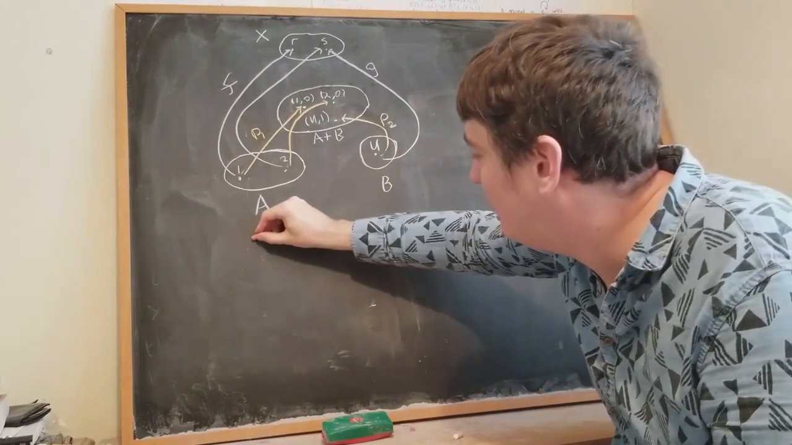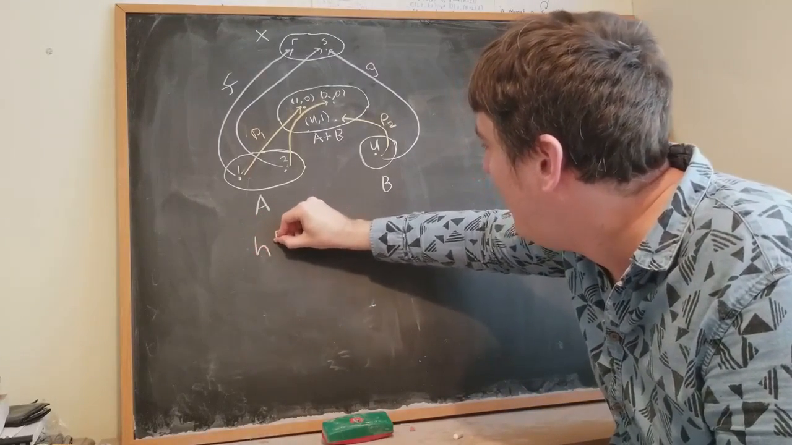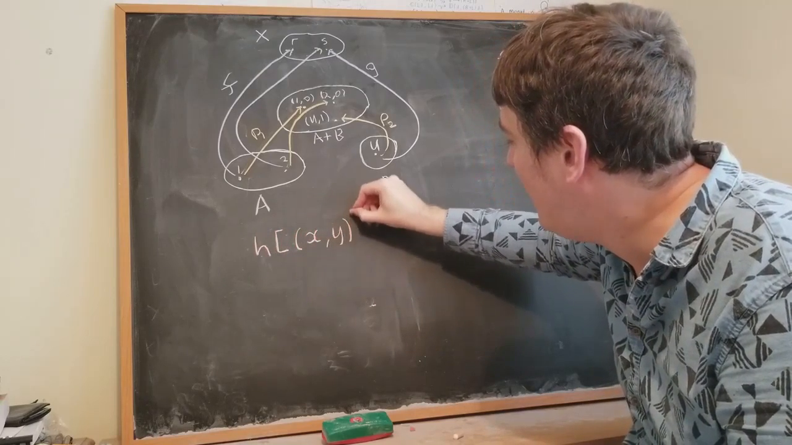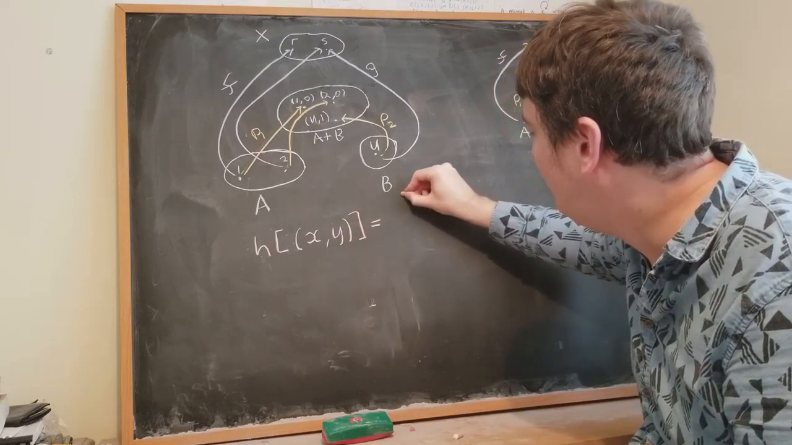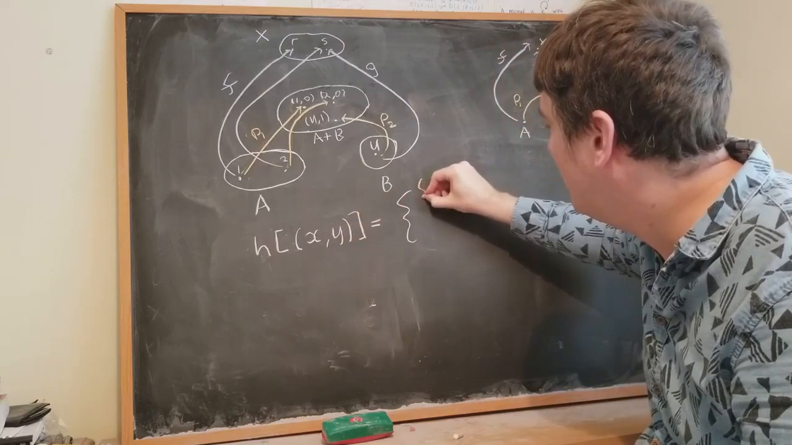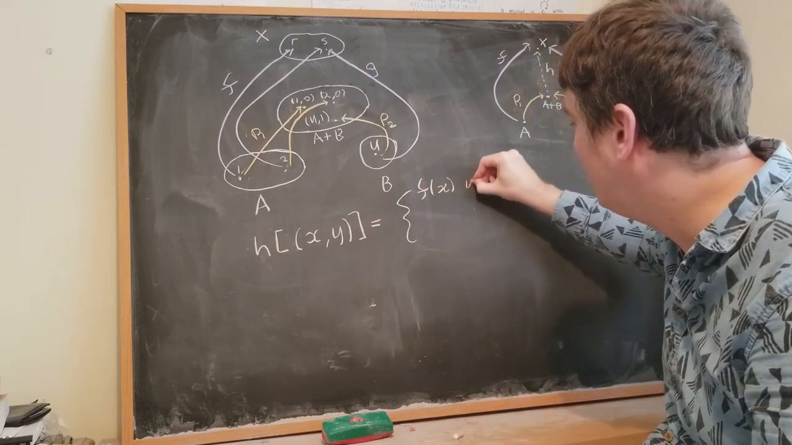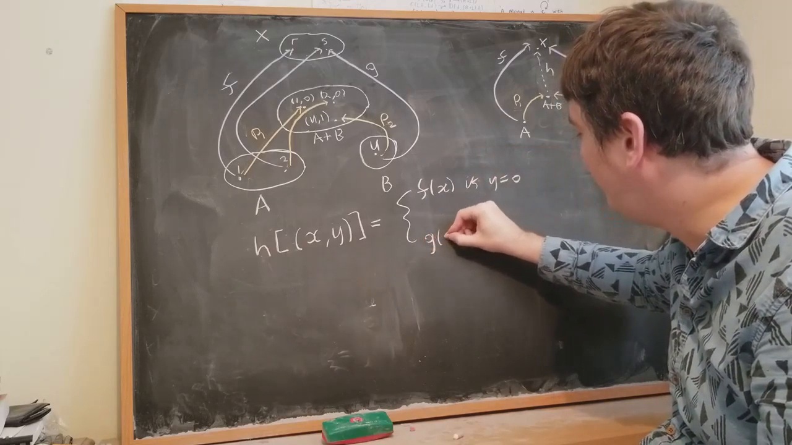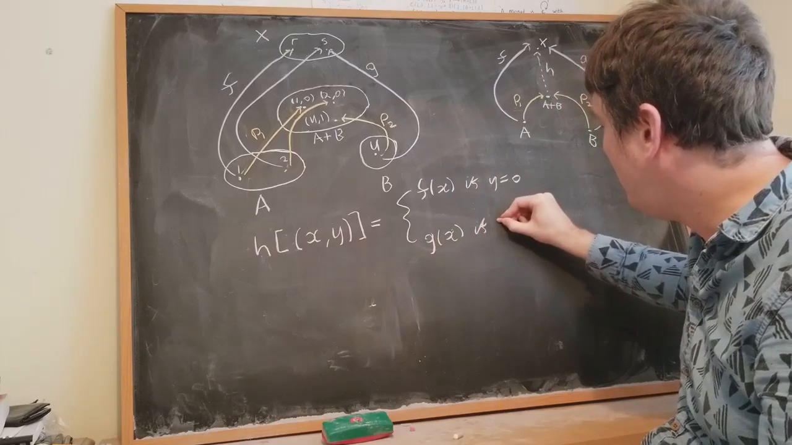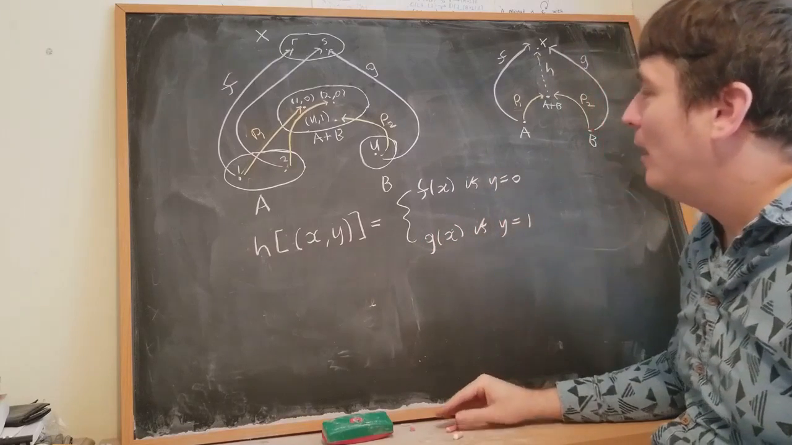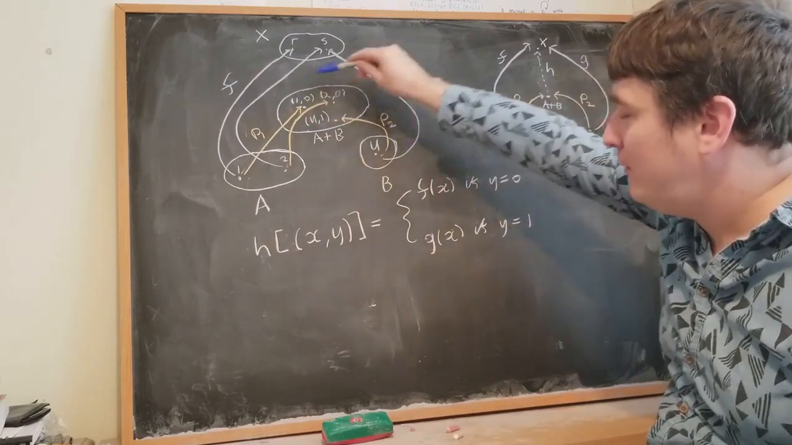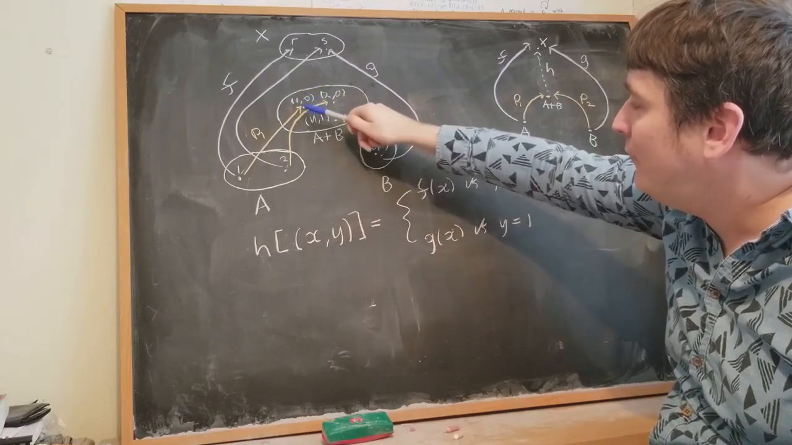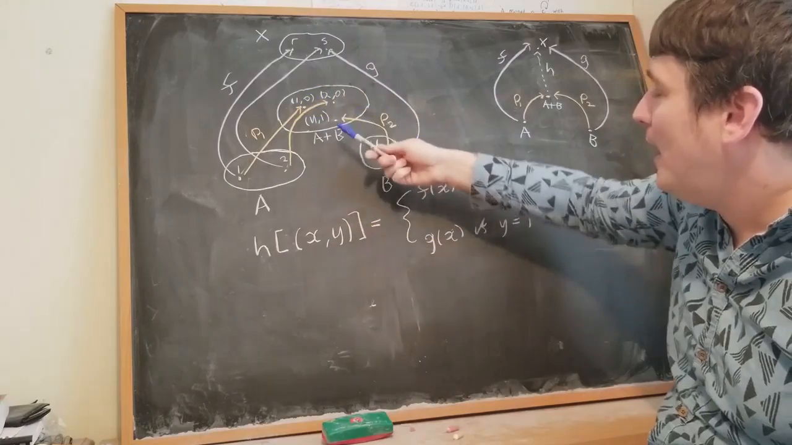Well, I propose we try H of (x, y) is equal to f of x if y equals 0, and g of x if y equals 1. Remember, the elements in this set A plus B are tagged, so the ones that came from A are tagged with a 0 and the ones that came from B are tagged with a 1.